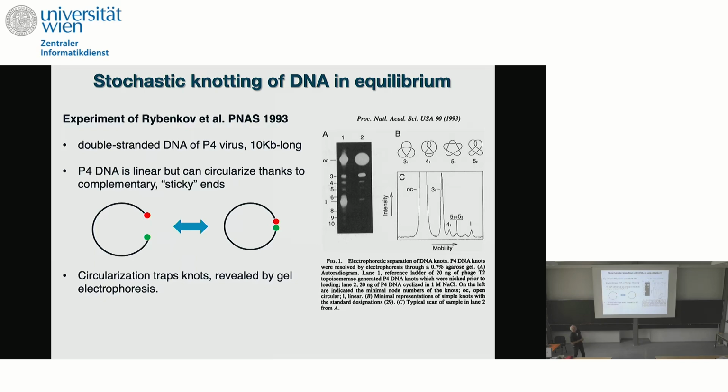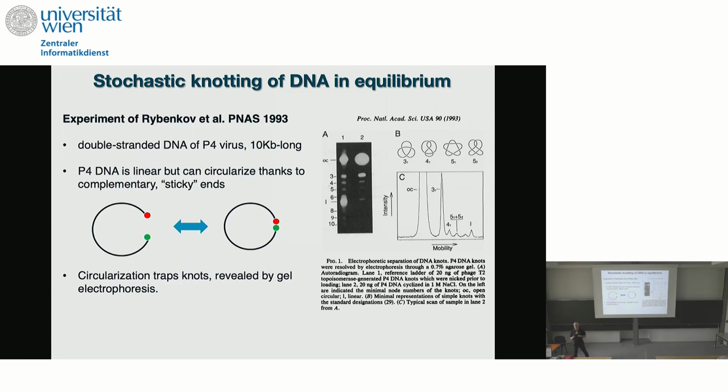It's a paper produced by the group of Cozzarelli back in '93. They considered some linear DNA. It is a viral genome. It comes from a specific bacteriophage, P4. And the DNA of this bacteriophage is 10 kilobases long. It is a double-stranded DNA, but is terminated by short single-stranded termini, which are complementary. And therefore, when these termini have the chance to meet, they anneal and they circularize the DNA, not in a covalent way. It is nicked, therefore you cannot store torsion there, but you trap the molecule in a circular state.